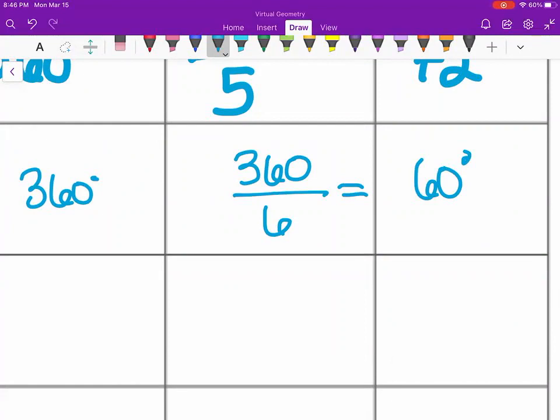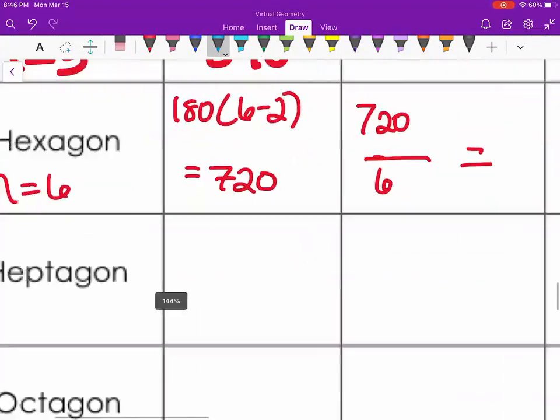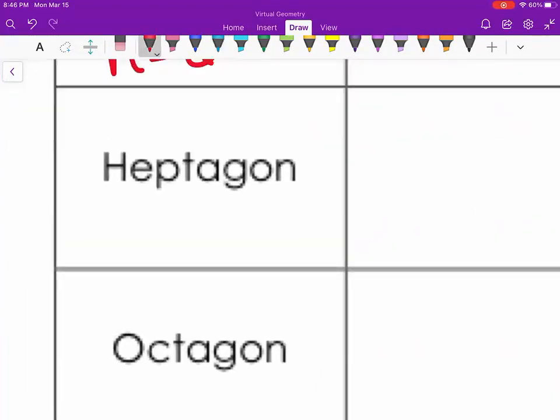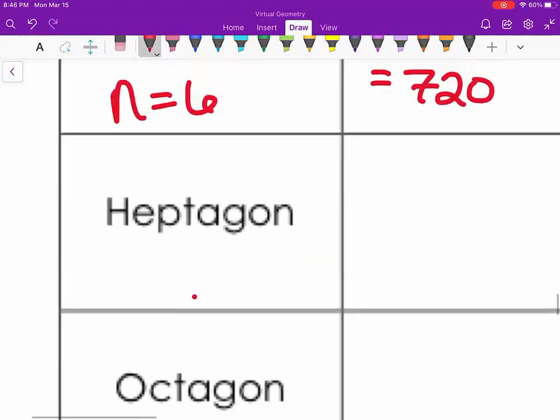All right, our next one down, a heptagon. So this is one that you might not recognize. It doesn't get used as much, but a heptagon, for hepta, means you have 7 sides. And so we're going to do the same process that we did with the others.